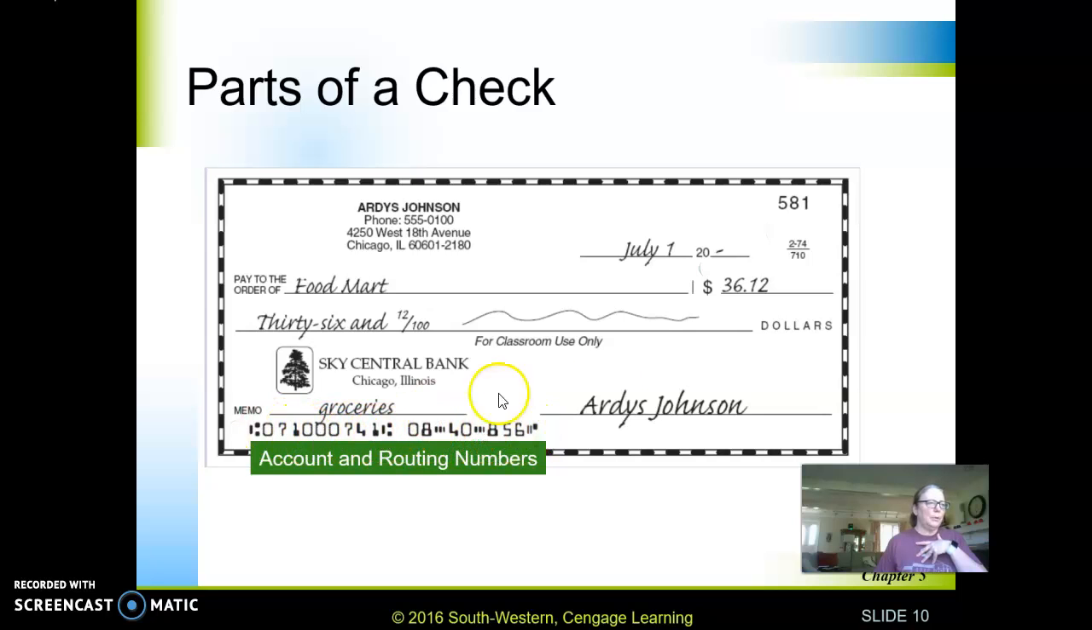And this routing number is very similar to the numbers up here. So you need to know what these are. It is the American Banking Association number. And the top number up there is the location and district of the bank. The bottom number is the specific area of the actual bank.